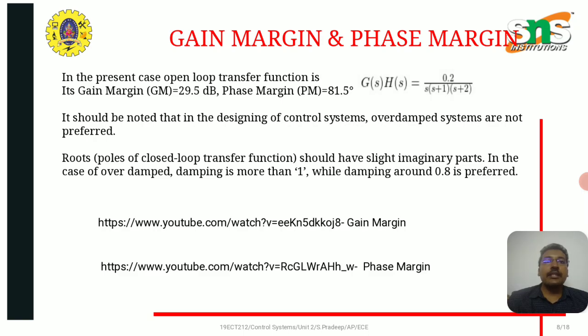In the present case, the open loop transfer function is G(s)H(s) equal to 0.2 divided by s into s plus 1 into s plus 2. Its gain margin is equal to 29.5 dB and phase margin is equal to 81.5 degrees. It should be noted that in the design of control systems, overdamped systems are not preferred. Roots should have slight imaginary parts. In the case of overdamped, damping is more than 1, while damping around 0.8 is preferred.